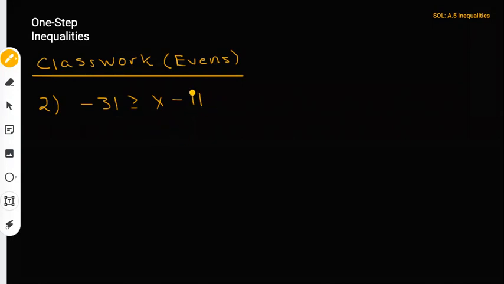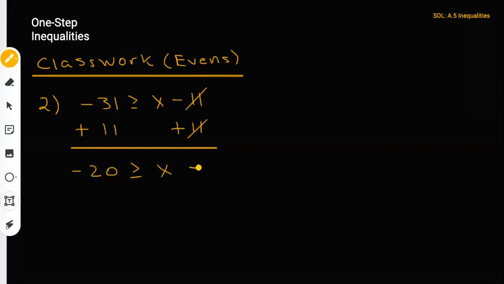So I need to get rid of this negative 11 somehow. What I'm going to do is the opposite. I'm going to add 11 to both sides. So when I do that, the negative 11 and the positive 11 are going to cancel each other out, so I'm only left with an x on the right side. I'm going to bring down the symbol that's in the middle. This one is greater than or equal to. On the left side, I have negative 31 plus 11, and that's going to give me negative 20. So I get negative 20 is greater than or equal to x.